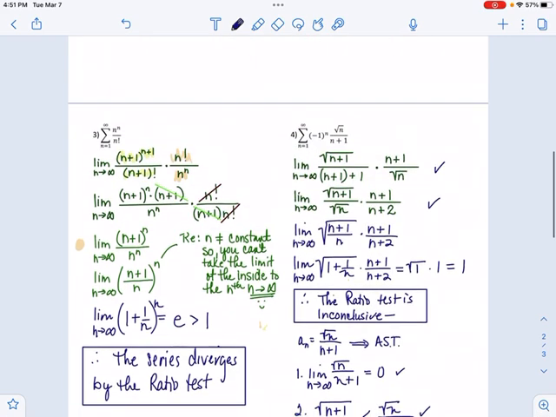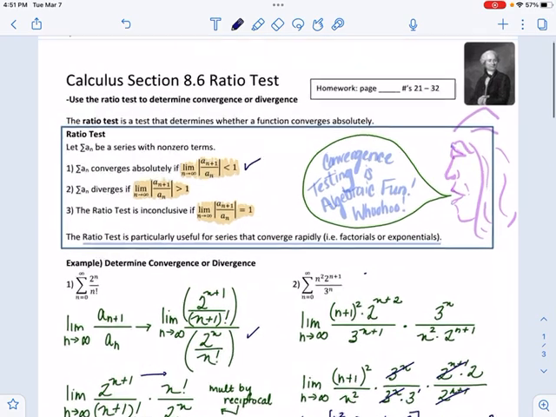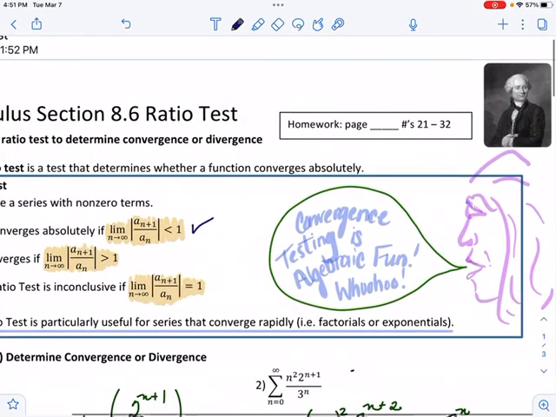Okay, that's it for today, and you guys have a great day. There's Jean Le Rond d'Alembert. How do you say his name? Thank you very much for the ratio test for this.